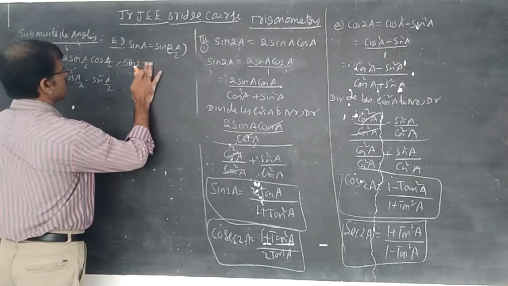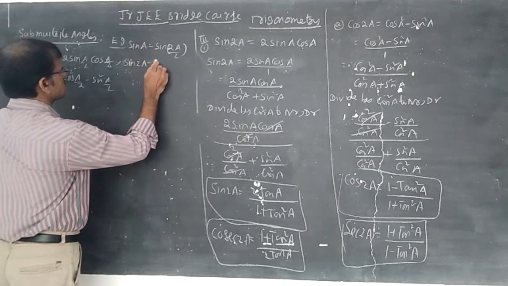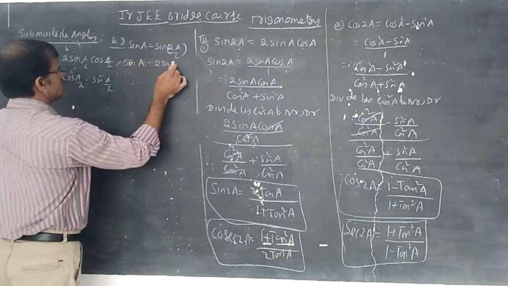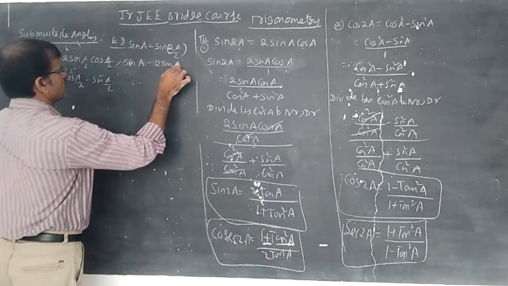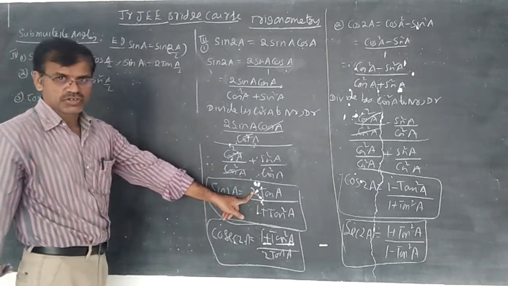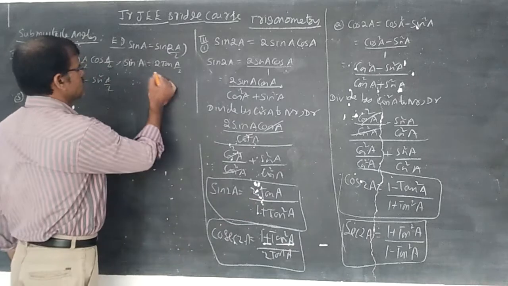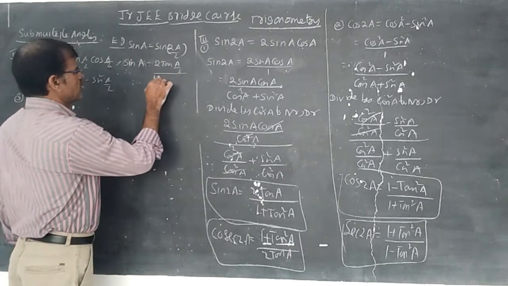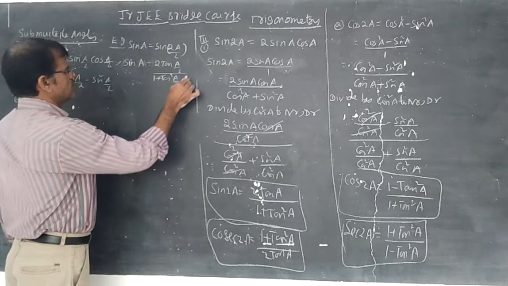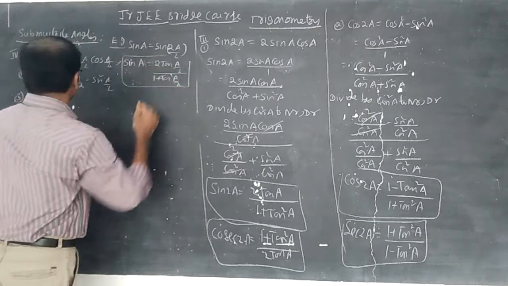Now you can understand, sin A is equal to, whenever you are dividing by 2, you should divide the angle, not here, students, don't get confused. 2 tan A by 2 by 1 plus tan square A by 2.